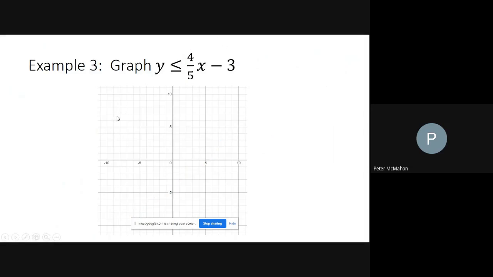A little bit different over here. I have y is less than or equal to 4/5 x minus 3. Well, we just did 4/5 x minus 3.